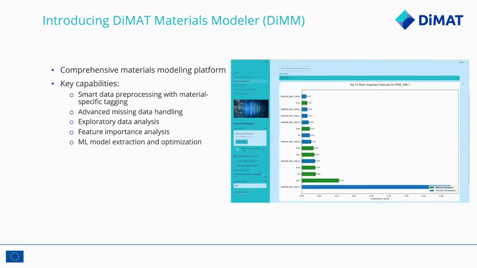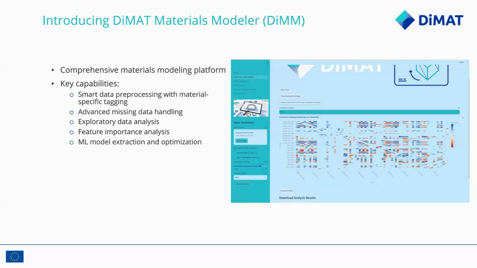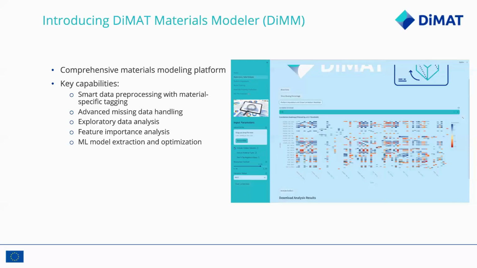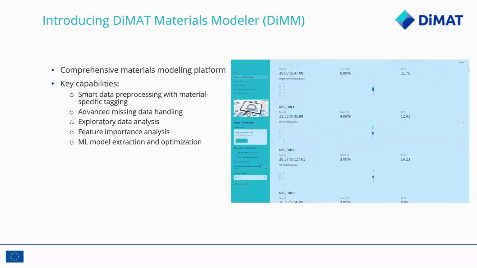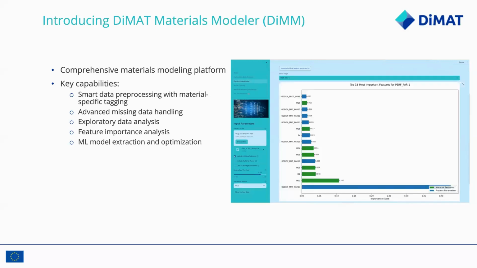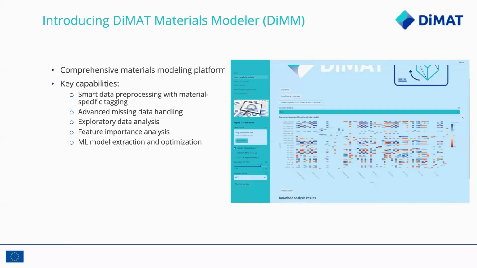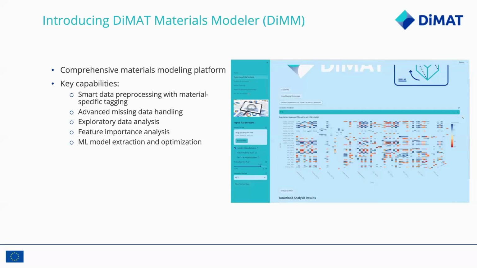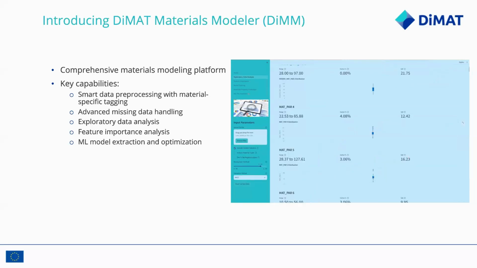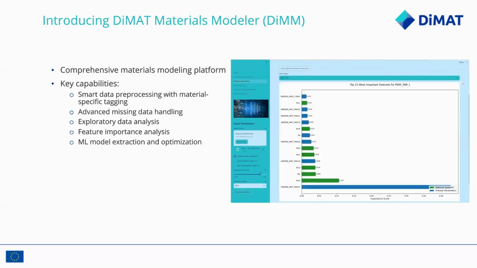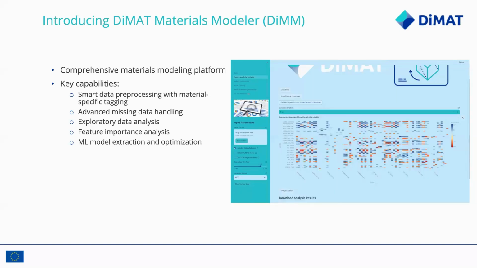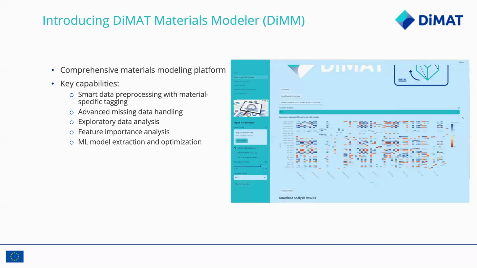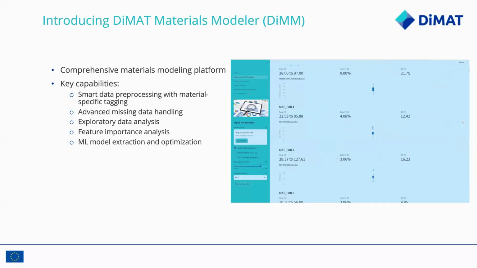It understands that materials parameters, process parameters, and performance metrics need to be treated differently, and it's built to handle the real world messiness of materials data, because in real world cases you don't have perfect, pristine, curated data. You have missing data. You have complex relationships between the data. You have a lot of dimensions, and in most cases you do not have abundant data, as is the case with open data in a few cases.